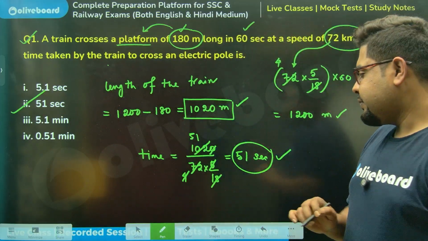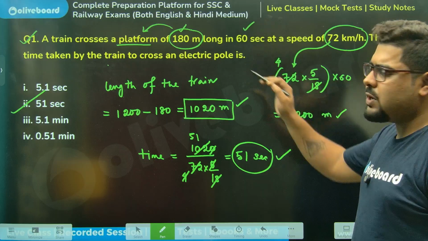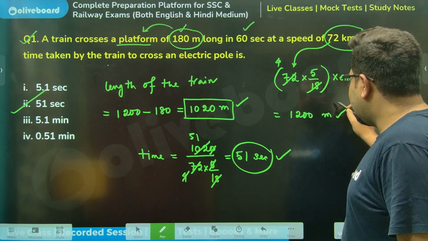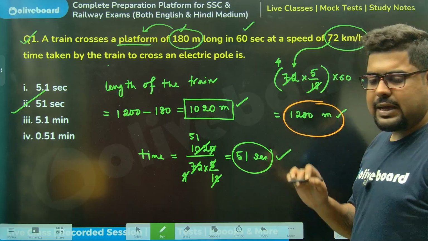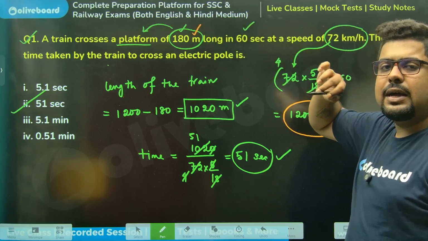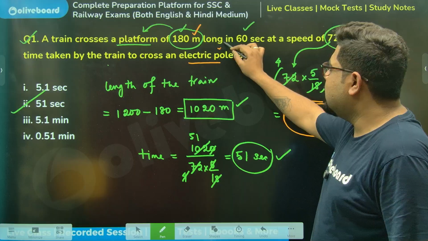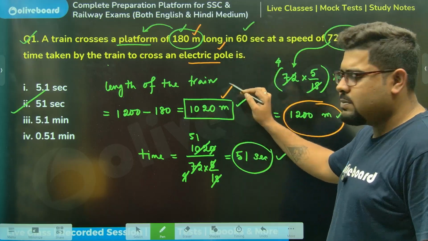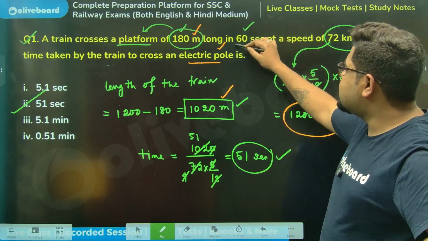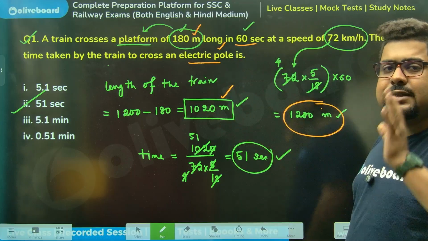Now again, sir, you can use a little smarter technique. We have solved it, done, dusted, but again, a smarter technique. Once I got 1200, I was quite certain that out of that only 180 meters is the length of the platform. So when the train is crossing the electric pole, it has to cross more than 1000 meters. Total 1200 it takes 60 seconds, so 1000 odd meters will take just less than 60 seconds.